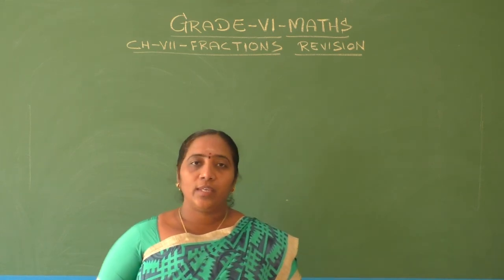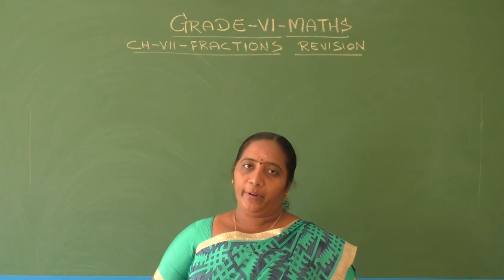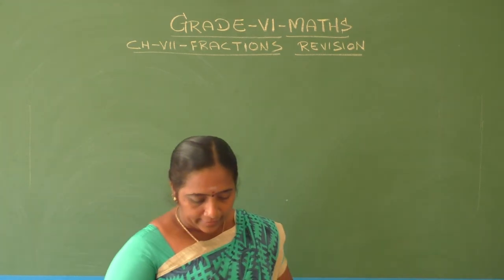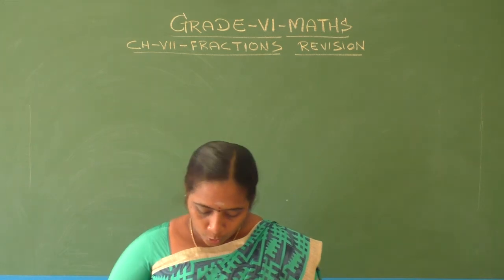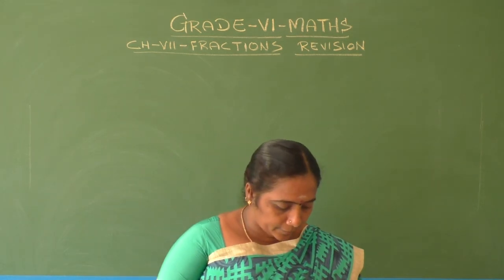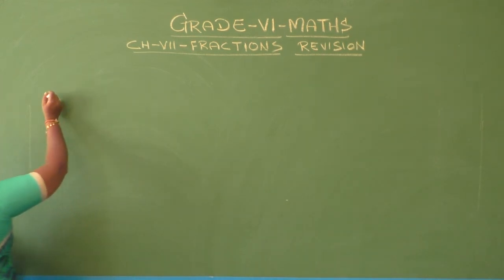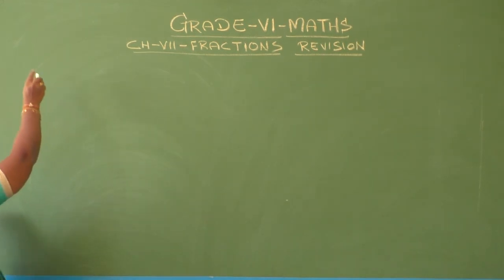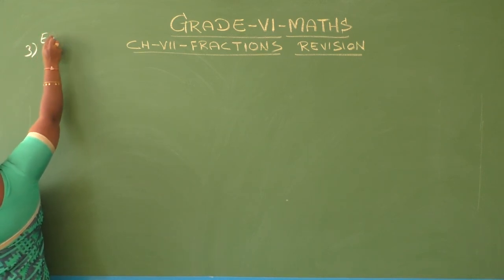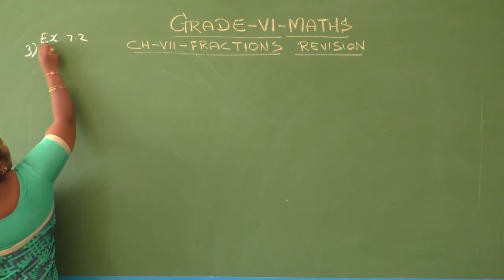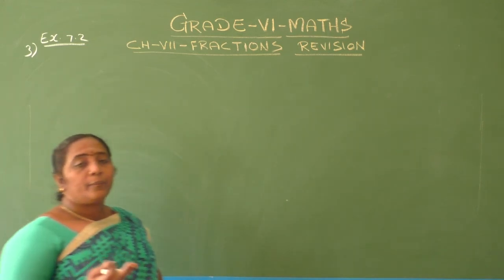Today we are going to see chapter 7 fractions revision video. Okay, right. See, in exercise 7.2, third row, change into improper fractions. Third Roman, exercise 7.2. Okay, ma'am. See, change into improper fraction.